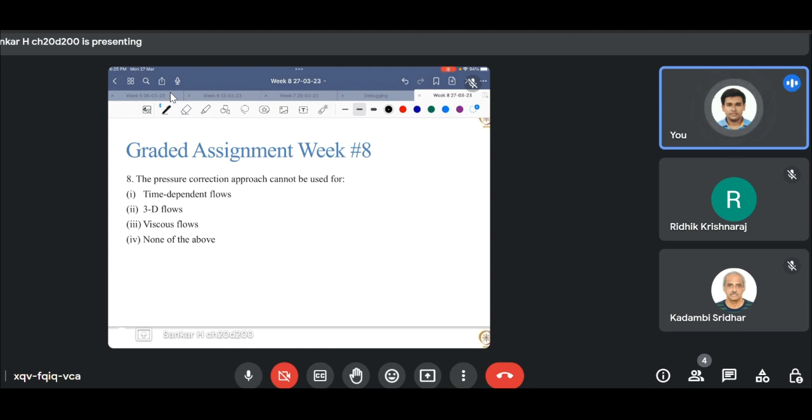Okay, question number 8. The pressure correction approach cannot be used for which of the following? First one is time dependent flows, second one 3D flows, third one viscous flows, fourth one none of the above. The answer, no? Yeah, the pressure correction approach can be used for an unsteady state problem. Let me just start by telling what the pressure correction does.